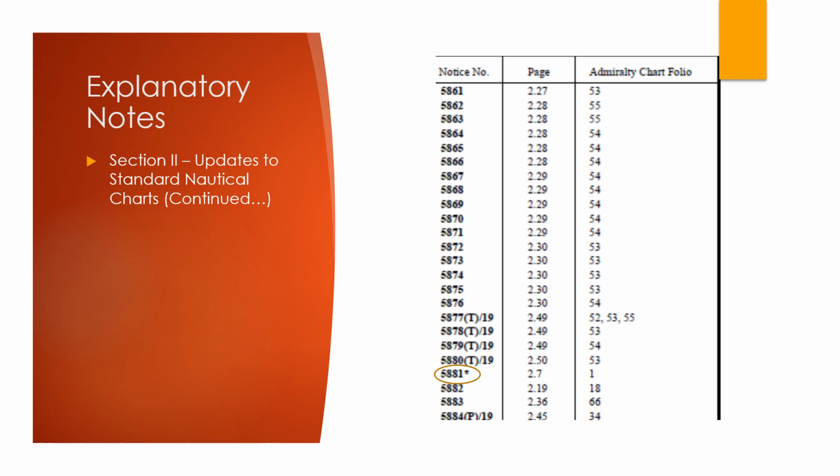This star basically indicates that the notice is based on original information. Then the middle column tells you the page number of the notice to mariners where you can find details of this notice number. So this is just the correction number, the notice number, and the details are provided on the relevant page of the notice to mariners. And then of course the chart folio which it affects is in the 3rd column.